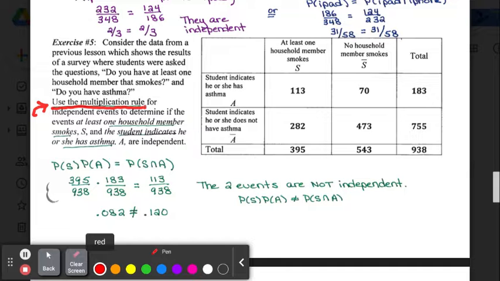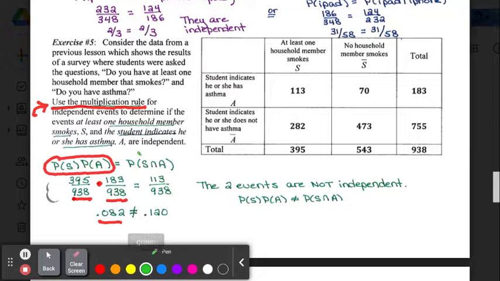So what I did here, probability of smoking times the probability of asthma. And these are totals. We're not doing givens. So probability that somebody smokes is 395 over 938 times somebody having asthma, 183 over 938. And I got 0.082. Then over here on the right side, I did the probability of both. 113 over our total, and I got 0.120. They're not the same. They do not simplify to be the same number, so they are not independent.